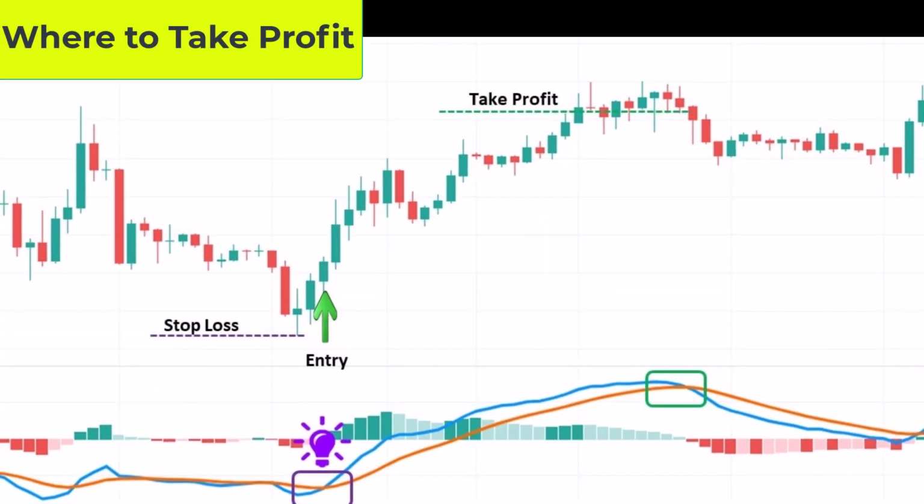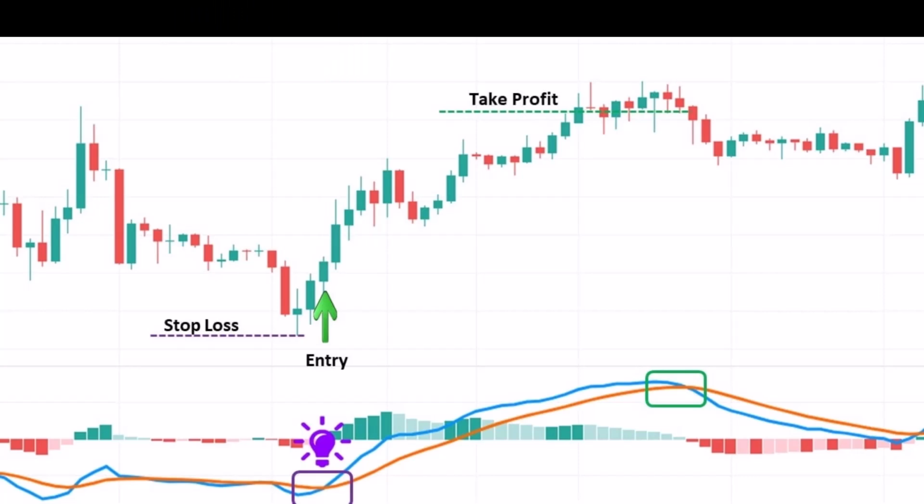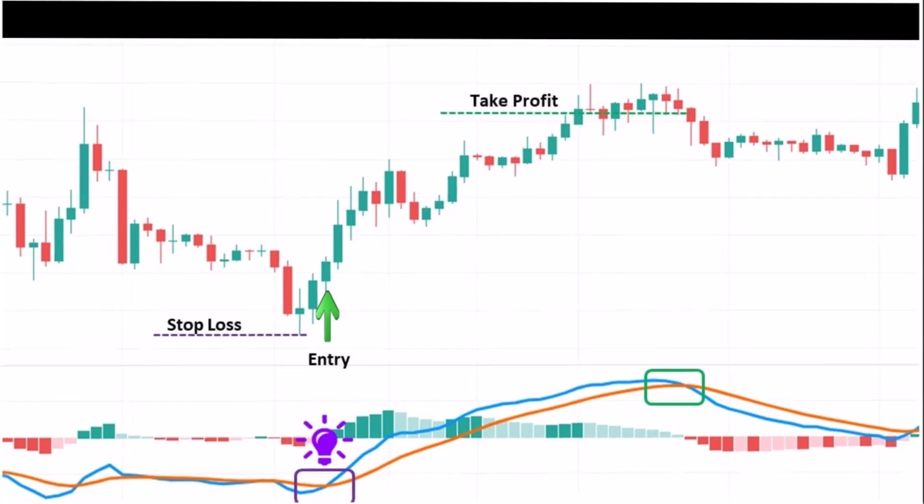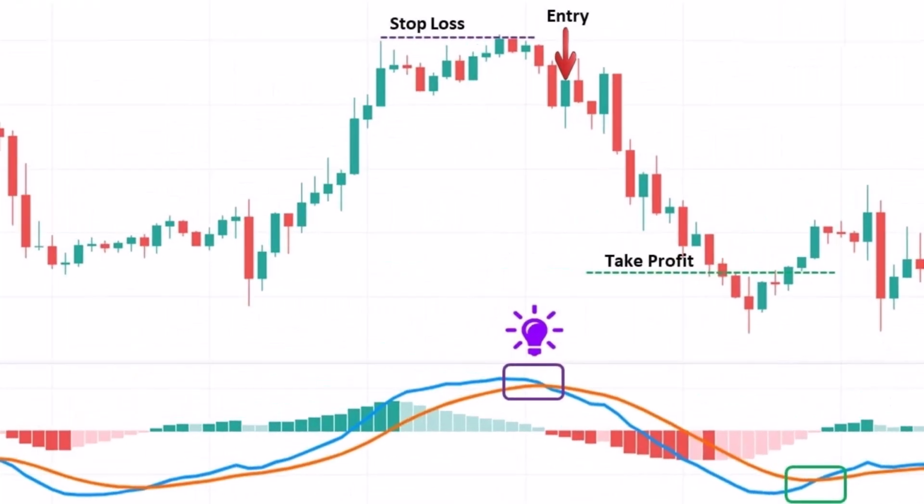For long positions, the optimal time to take profit is when the MACD moving averages cross again, with the slow moving average crossing above the fast one. Conversely, for short positions, the best time to take profit is when the MACD moving averages cross again, with the fast moving average crossing above the slow one. These crossover points serve as key signals to capture profits and make strategic decisions for both long and short positions.